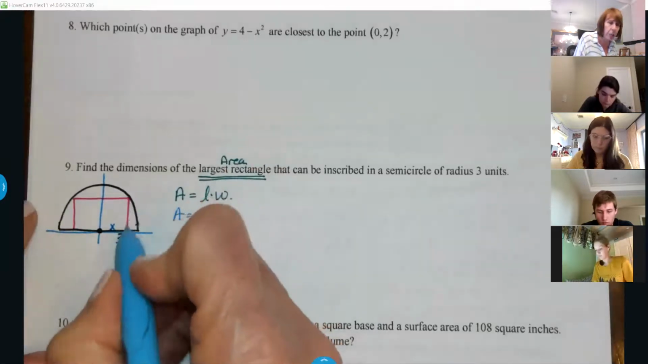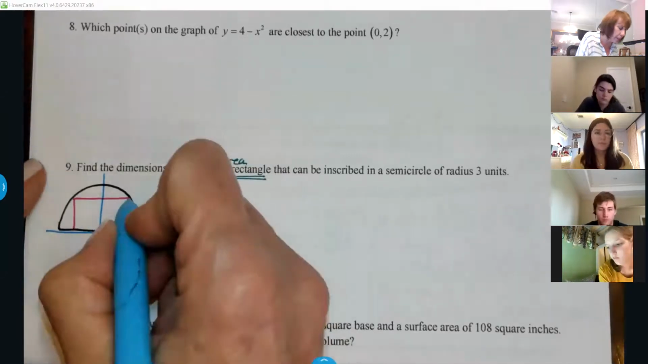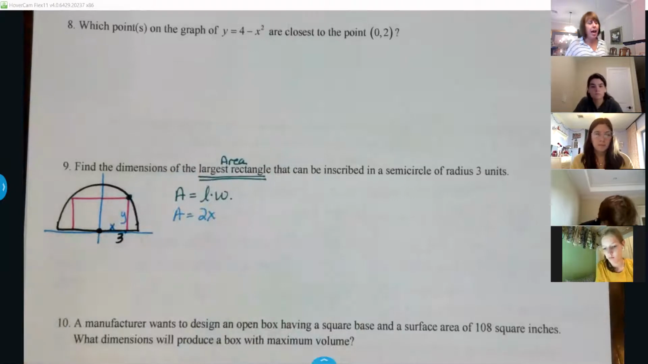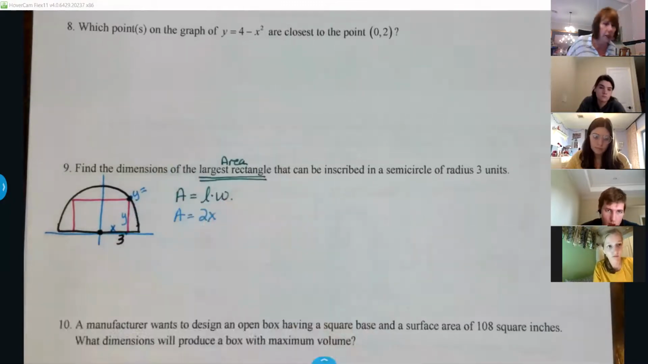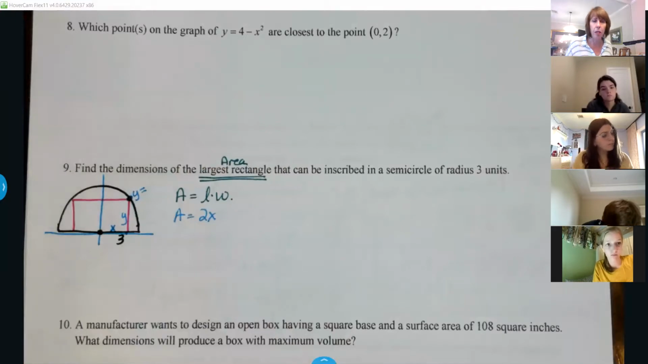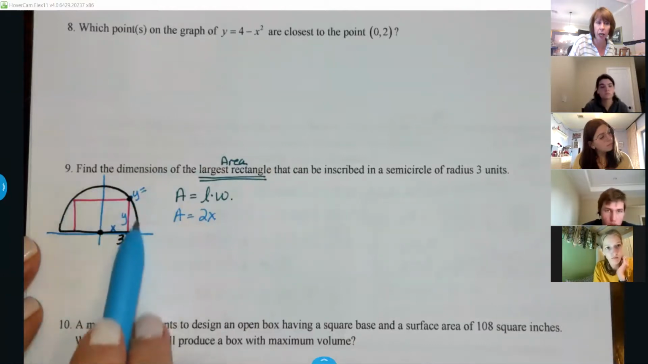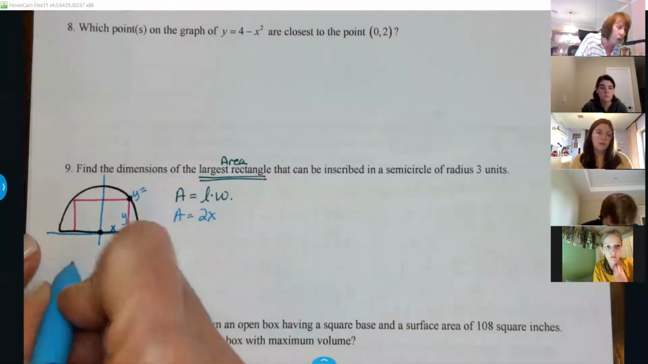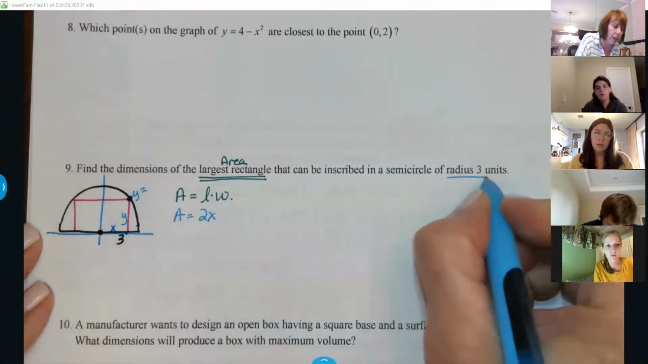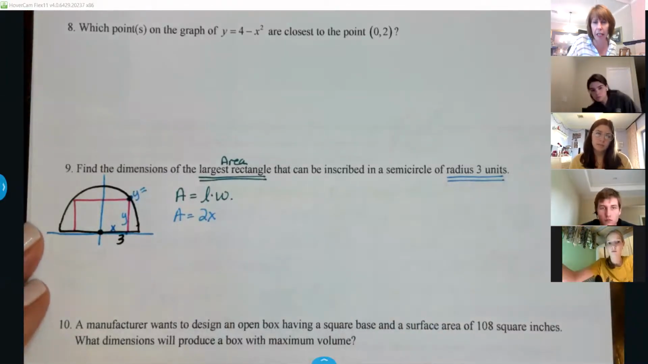And now I want an expression for y, the height of the rectangle. To do that, I need to describe this point right here. And here's where I'm using the semicircle, because this point is on this circle, specifically the positive half of that circle. So what is the equation of a circle with radius 3 units? What's the equation of a circle with radius 3?